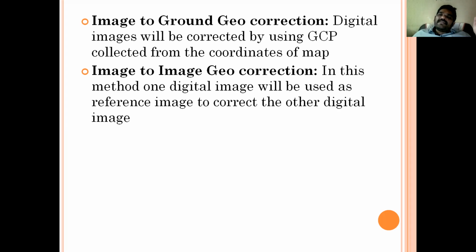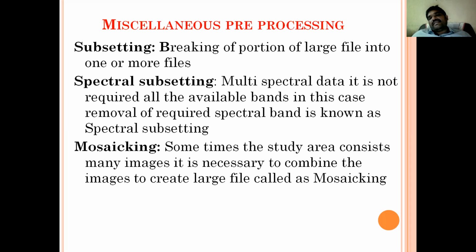Coming to image to image, the image of the spatial data, or else the image we got, will be compared with the image of the same area which was taken at different times. We compare them to each other to set right any flaws. That is called image to image geocorrection. Miscellaneous pre-processing you have seen.